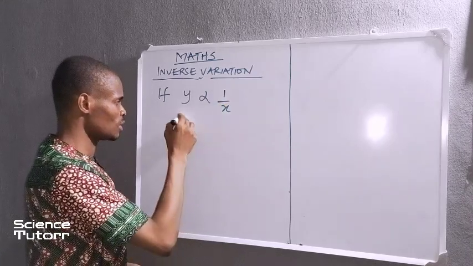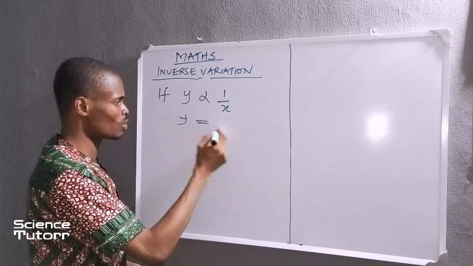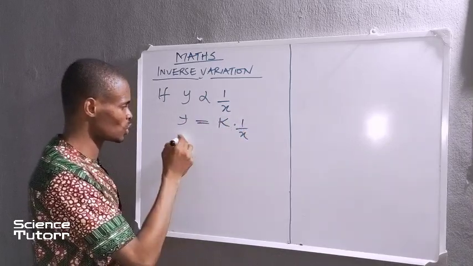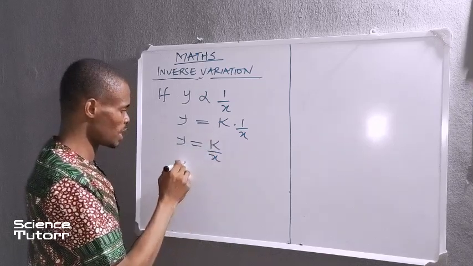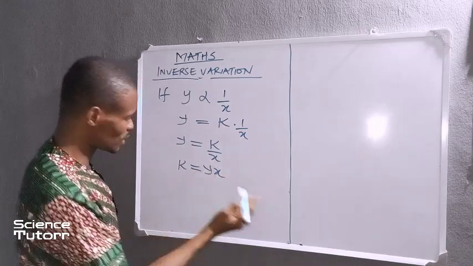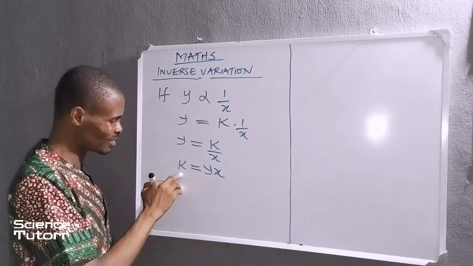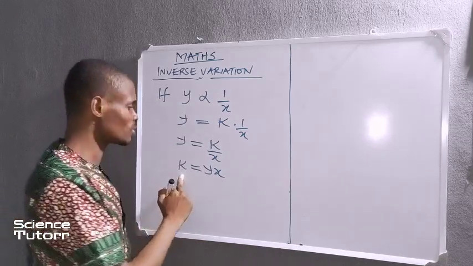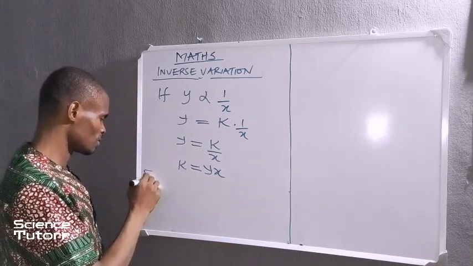x. Introducing a mathematical constant, y is equal to k times 1 over x, which simply means y is equal to k over x. So k will be equal to yx. This is a simple expression for finding the mathematical constant, or the constant of variation. So how do we apply this to solving problems?